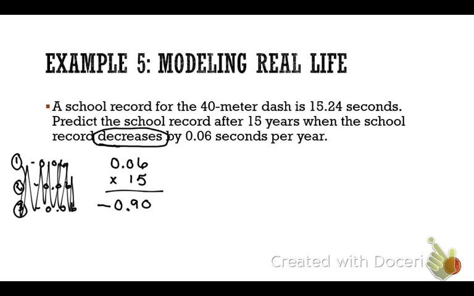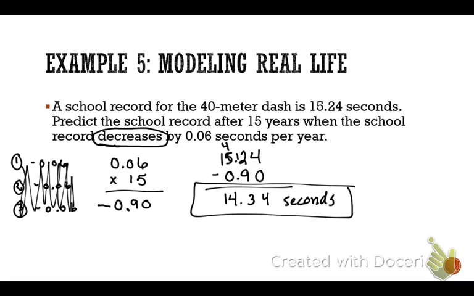Hudson? 14.34. How'd you figure that out? I minus 90 by 15.24. Very good. So he said, well, the old record was 15.24. I know how much it decreased by. So let me just go ahead and do this subtraction. And it's 14.34 seconds would be the new record. All right, you see how we did that? Michael? So 90 seconds? No, not 90 seconds. 9/10 of a second. Oh. Yes. Yeah, that decimal makes all the difference. Okay? All right, very good.